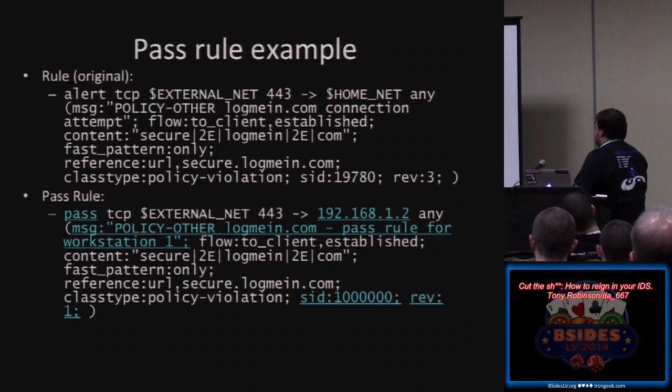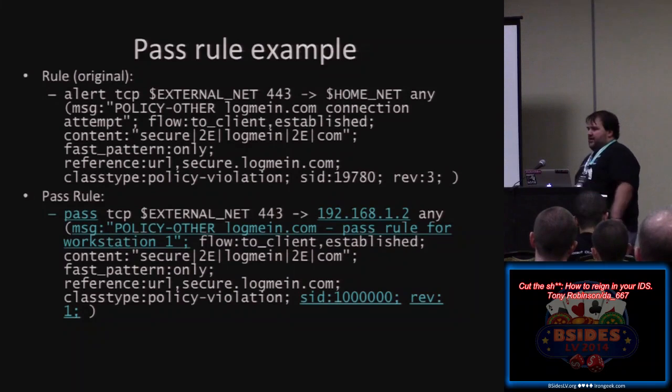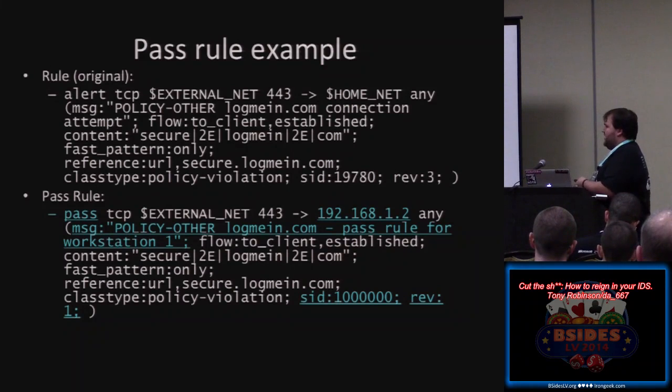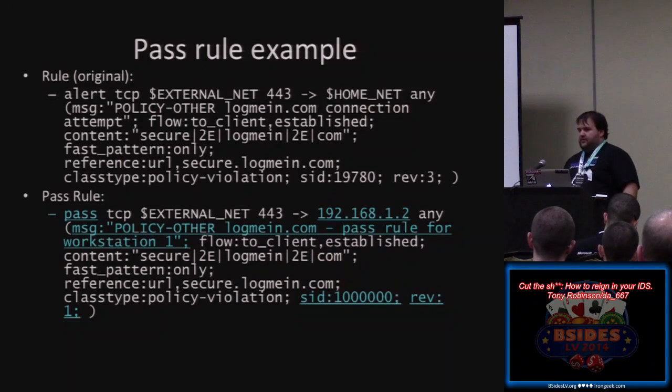We're changing this to a single IP address that we don't want this to apply to, and maybe adding a note here from the message to let us know what this pass rule was for. And then down here giving it a different Snort signature ID number and a revision number for us to track that. This basically says if you see this content match for this particular IP address and this port, just ignore it. Don't generate an alert. It's fine.